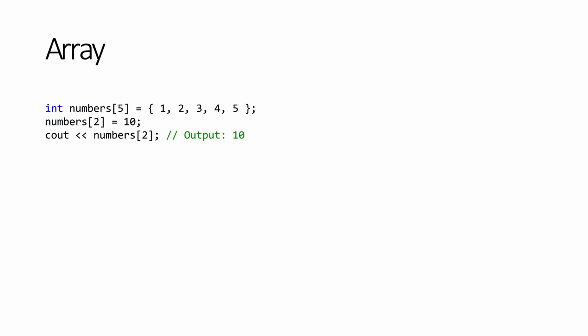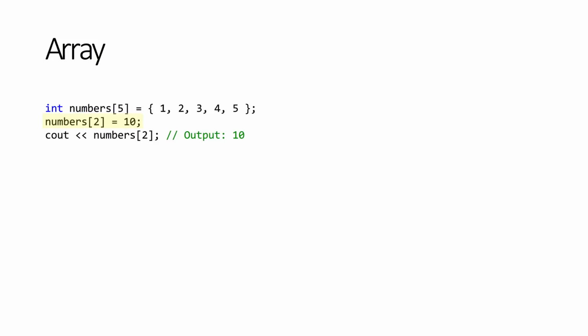You can also modify the elements of an array using the index operator. Here's an example. This code declares an integer array named numbers with 5 elements and initializes them with the values 1, 2, 3, 4, 5. The line here assigns the value 10 to the third element of the array.